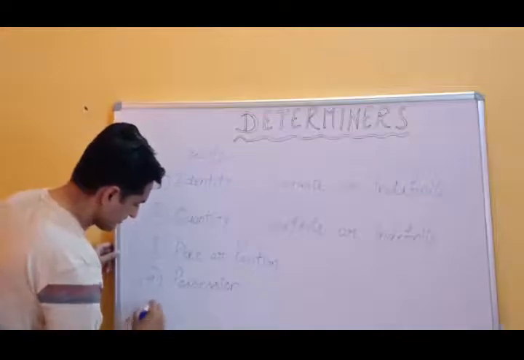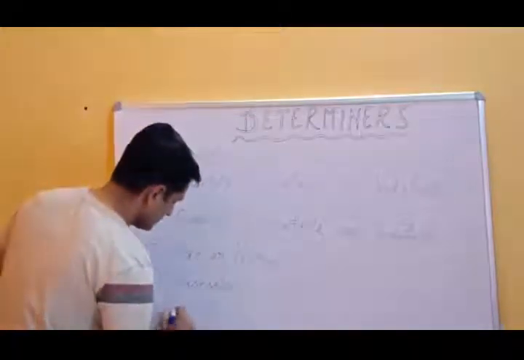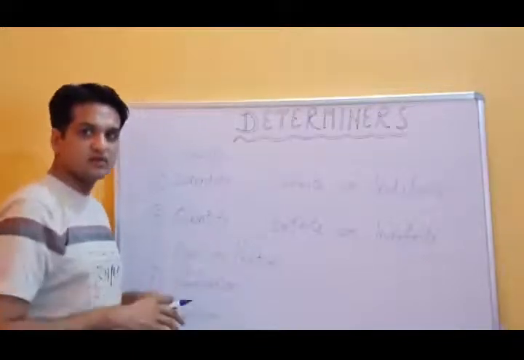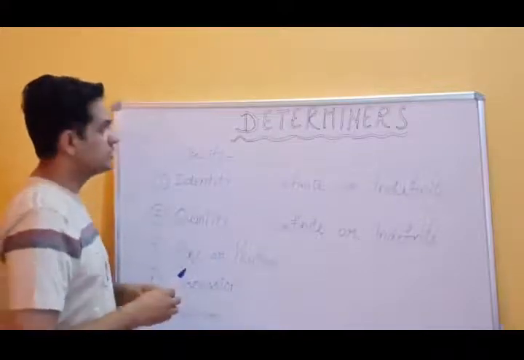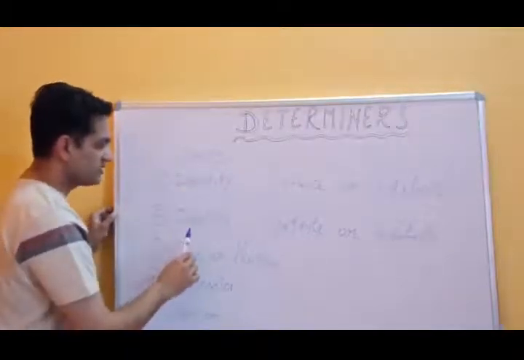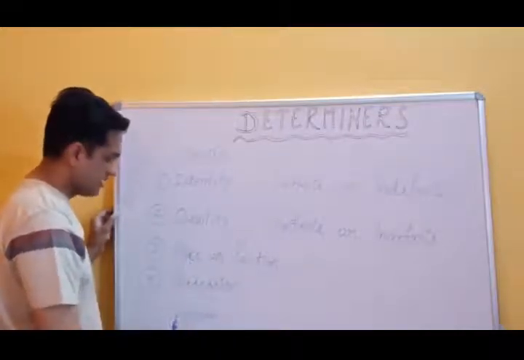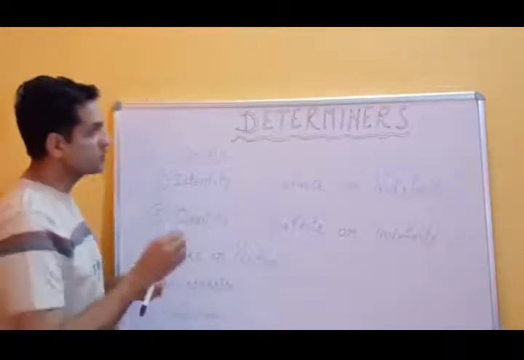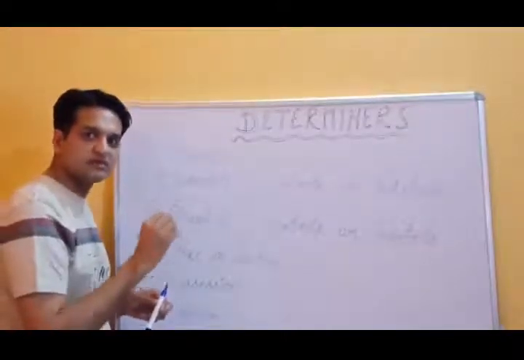Then there are some question determiners too, which help us to make questions, to ask about the noun. So they specify again the noun in a questioning form. So determiners help us to specify the identity of noun, quantity of noun, place or position of noun, possession of noun, and with the help of question, they again help us to specify the noun. So in this way, determiners determine noun in various ways.